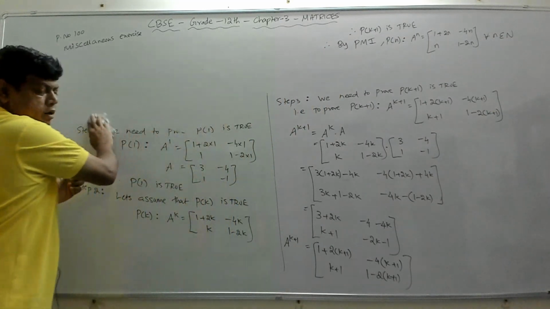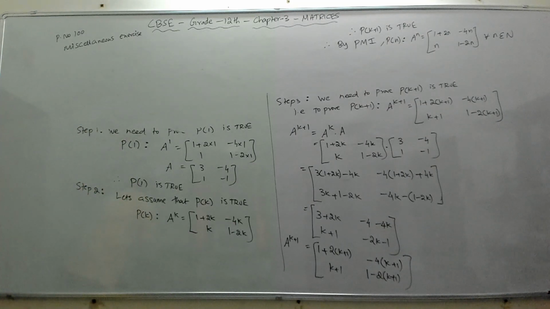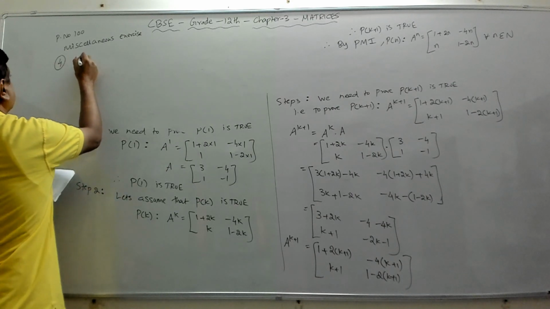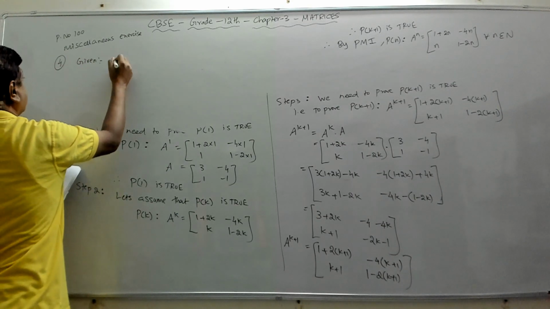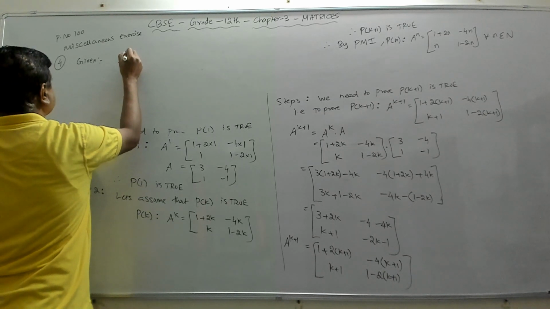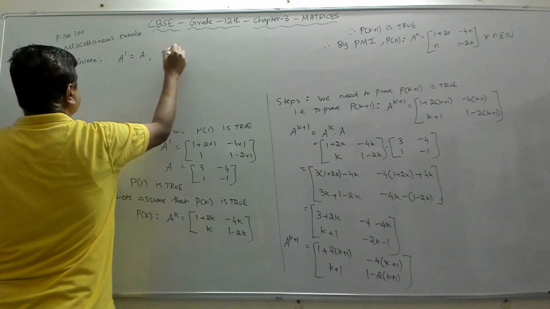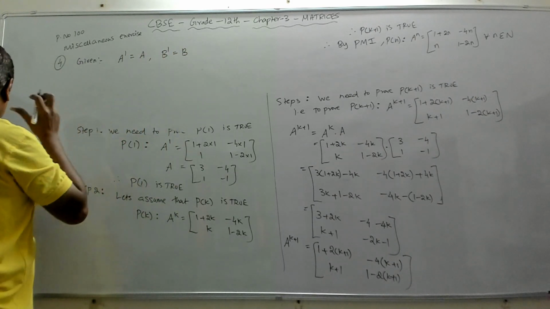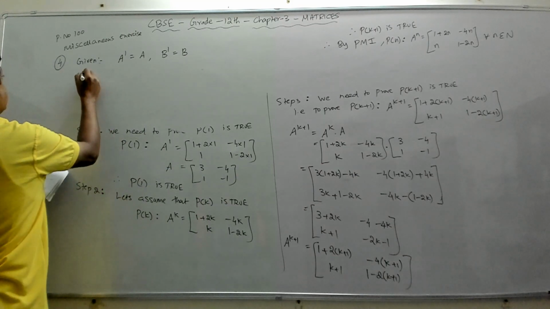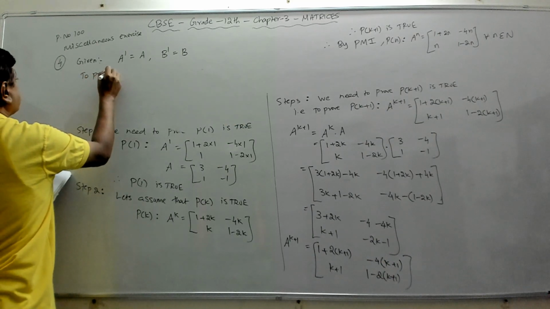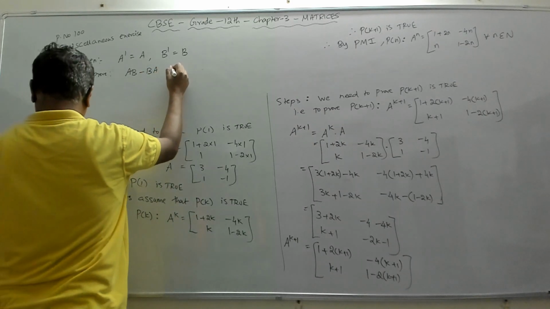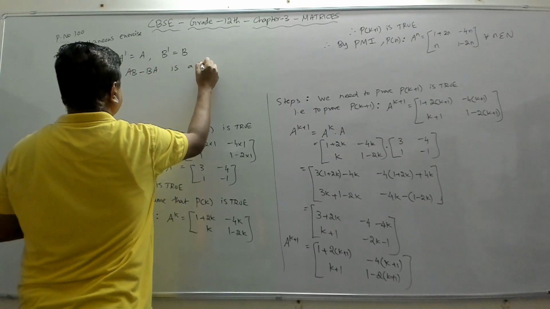Which is problem number 4. A and B are symmetric matrices. So it is given. What is given in the fourth problem? Given is A and B are symmetric matrices, which means A transpose equal to A and B transpose equal to B. That is the meaning of symmetric matrices. Prove that AB minus BA is a skew symmetric matrix. So we have to prove that AB minus BA is a skew symmetric matrix.